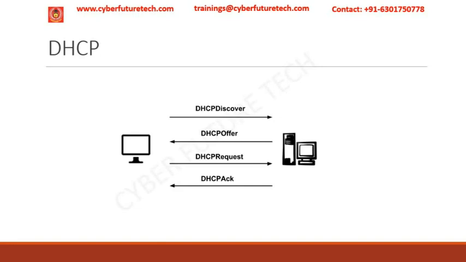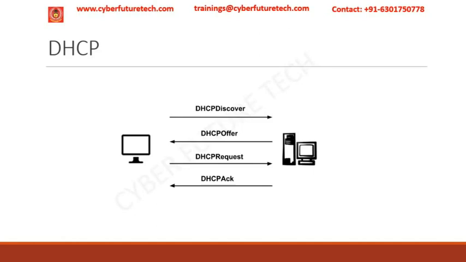DHCP offer. When the DHCP server receives an IP lease request from a client, it reserves an IP address for the client and extends an IP lease offer by sending a DHCP offer message to the client. The message will have the client's MAC address, the IP address offered, subnet mask, lease duration, and the IP address of the DHCP server that makes the offer.